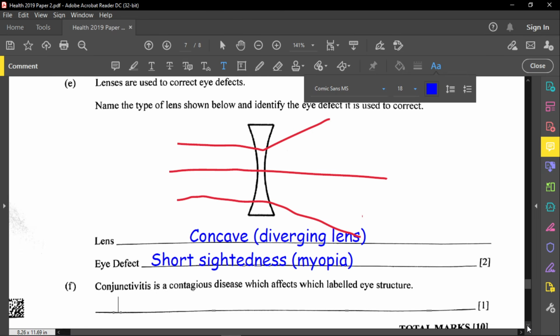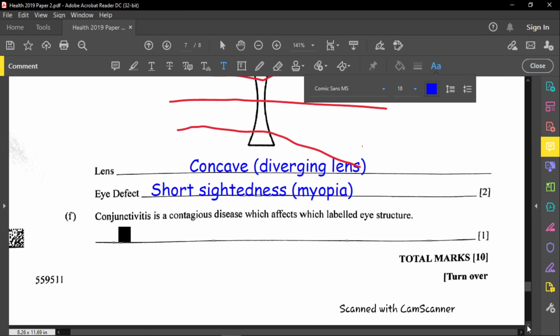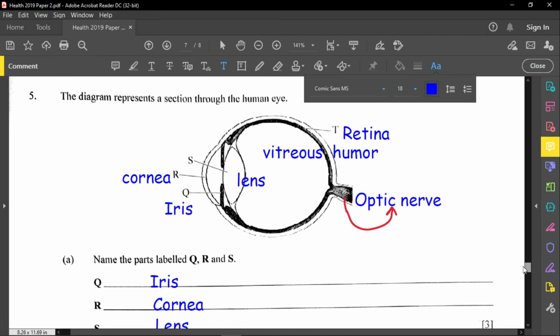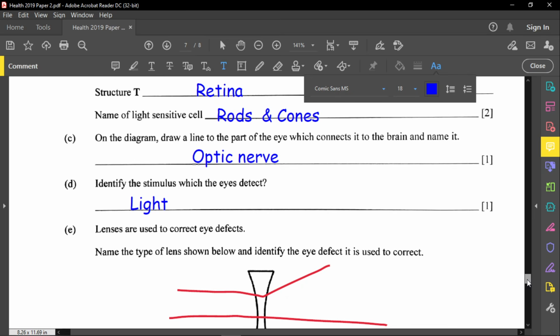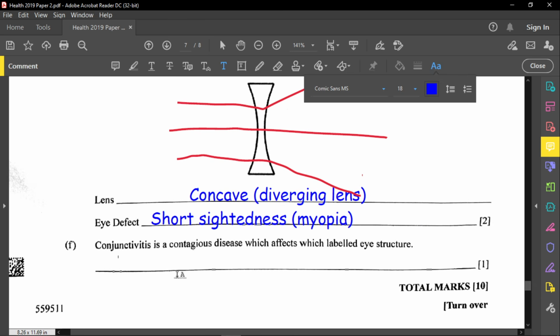Now for part F, it's conjunctivitis is a contagious disease which affects which labeled eye structure. So the labeled eye structure will be affected by this. Let me see right here. Okay, it will be R, which is the cornea. But I'm going to point out something here, since they say which labeled structure. It will have effect on the cornea. So I put structure R here. So it affects which labeled eye structure. And so it is R, which is the cornea.